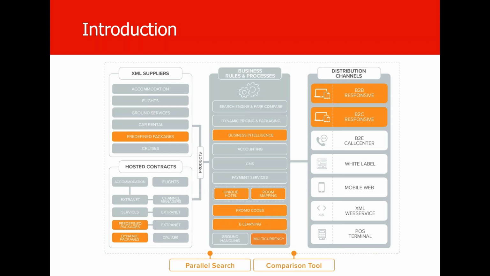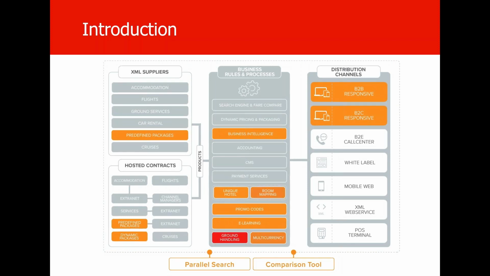The modules highlighted in orange mean that these have not been offered before, and you can find more information on our YouTube channel for Juniper. Ground handling is a module available for the booking engine.